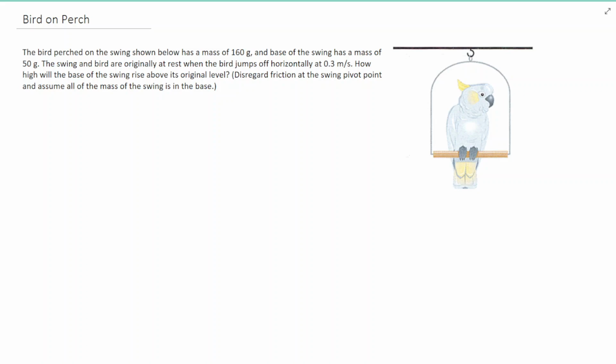Well, let's draw a picture. It might actually be helpful to draw this picture from a side view, right? In the picture that they show you, the bird would actually be coming out of the page, so it's hard to see that perch swing. So I'm going to redraw this situation.